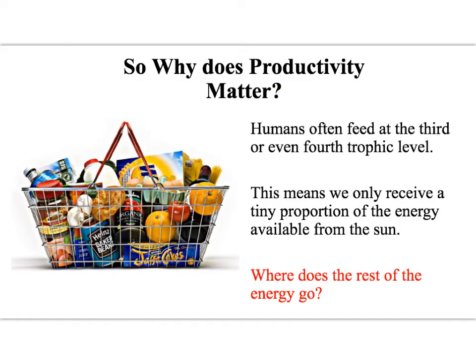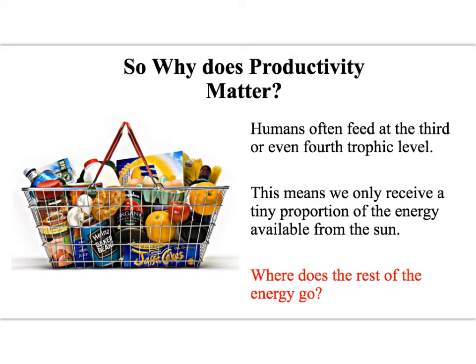So as you saw with the energy transfers video, with a pyramid of energy, or pyramid of biomass, you've got very little left at the top. So humans often feed on the third or fourth trophic level. So most of the energy, if you can just answer that question first and pause the video.